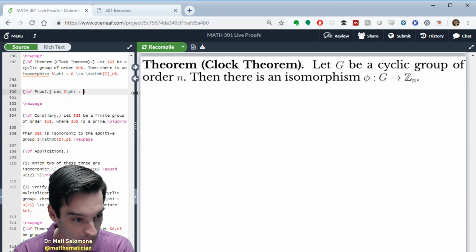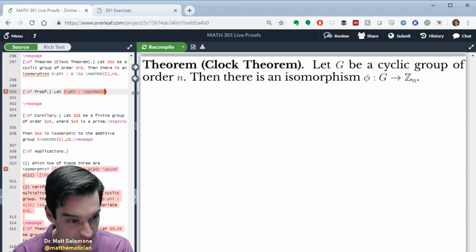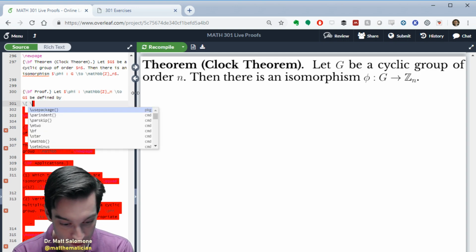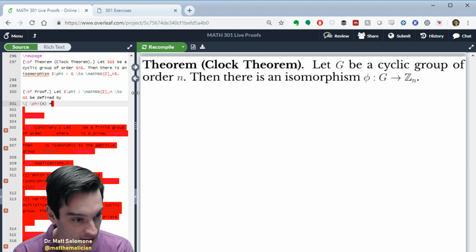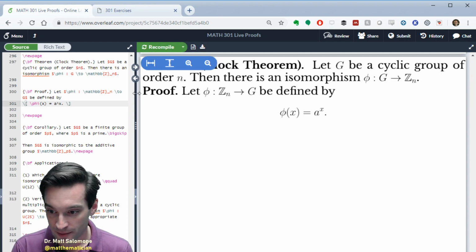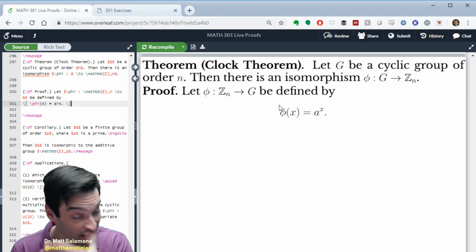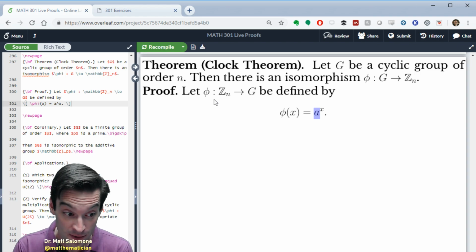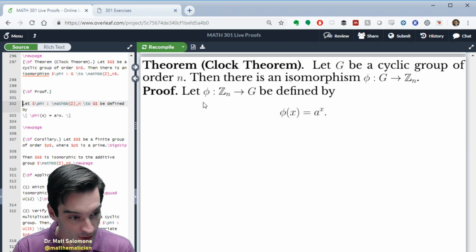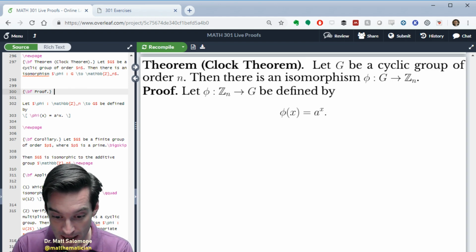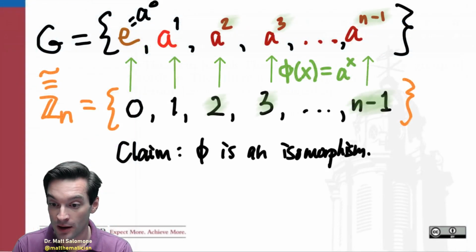Let phi be a function from Zn to my group, defined by phi of x equals A to the power x. So I'll compile that, makes it a part of my proof. And of course, the first thing we notice is that I have a surprise symbol in my proof. I have this letter A that the reader is going to have no idea what it means unless I tell them first. So the first thing I ought to do is tell the reader where my A is coming from.